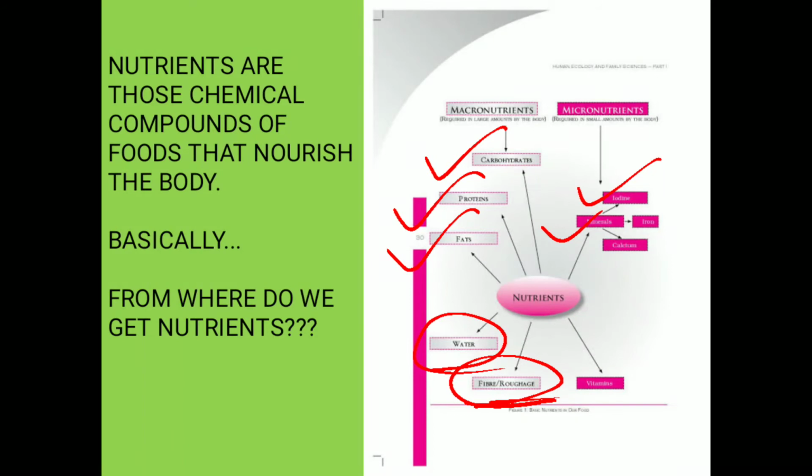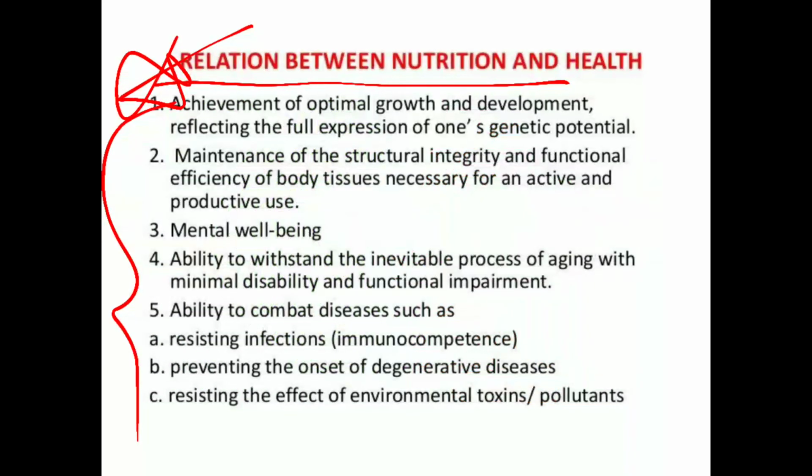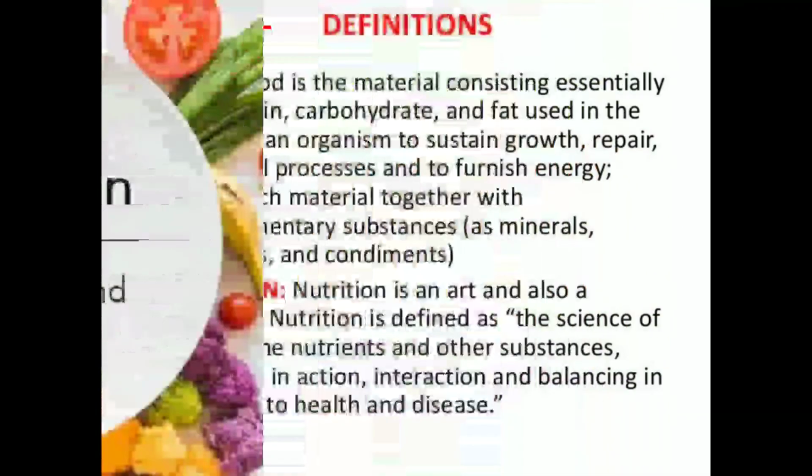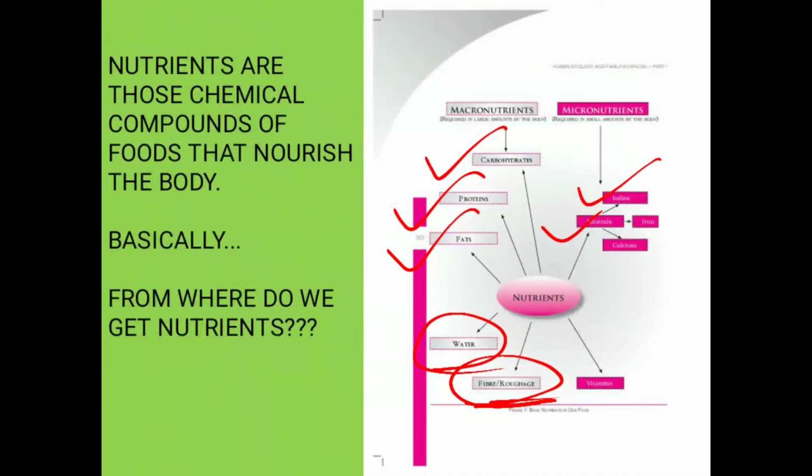So basically, nutrients are those chemical compounds of foods that nourish our body, help us to grow, protect us from various diseases, or help in various biochemical mechanisms. But the basic question is, from where do we get the nutrients? The first thing is food. From the food we can get nutrients. So let's start with food.